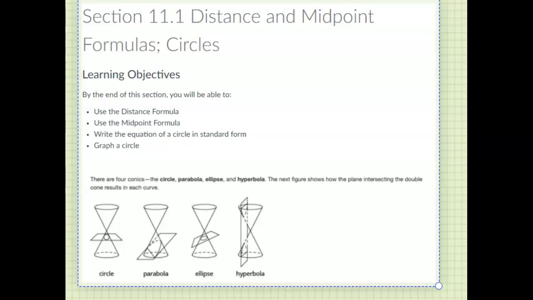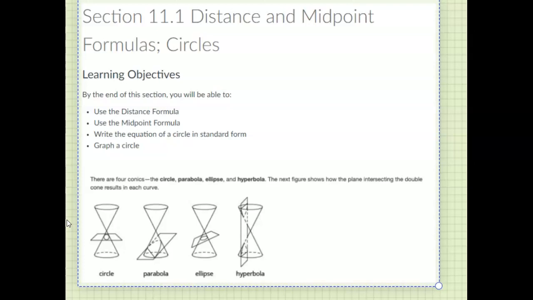Hello and welcome to chapter 11. In this chapter we're going to talk about conic sections, right? So to kind of introduce them, there are four conics: the circle, the parabola, the ellipse, and the hyperbola. So in the figure you can see how these shapes are obtained.